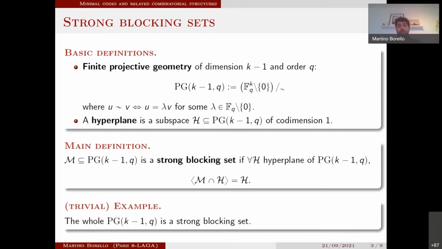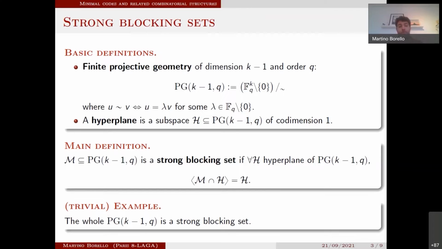In this finite projective geometry, we can consider hyperplanes, which are subspaces of codimension 1. Inside this setting, you can consider the so-called blocking sets, which are sets of points such that the intersection with any hyperplane is different from 0. You can have a stronger condition: you can define a strong blocking set to be a set of points such that the intersection with every hyperplane spans linearly the hyperplane itself. This is a stronger condition, and these are the so-called strong blocking sets.